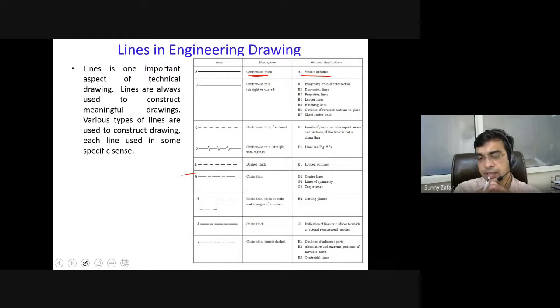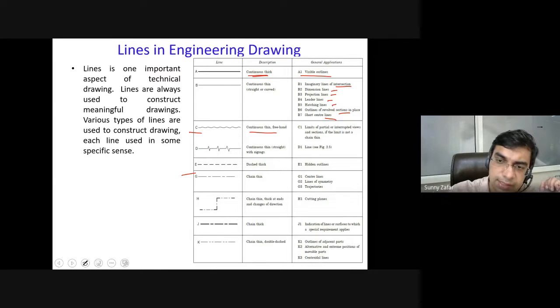Then in category B, we have the continuous thin line, which is used for different purposes, such as imaginary intersection lines, dimension lines, projection lines, leader lines, hatching, and for showing the outlines of revolved sections and short center lines. These are basically thin lines which may represent one or more of these aspects of a machine drawing for a given component. Then in category C, we have the continuous thin freehand line, which is basically used to limit partial or interrupted views.